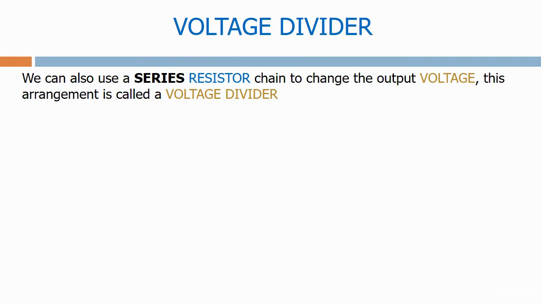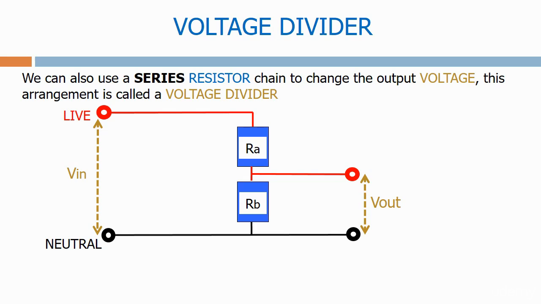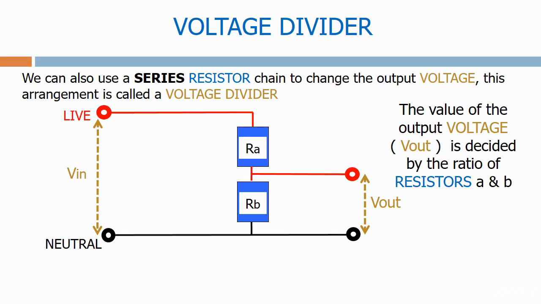We can also use a series resistor chain to change the output voltage. This arrangement is called a voltage divider. The value of the output voltage Vout is decided by the ratio of resistors A and B. The output voltage Vout equals the input voltage times by RB divided by RA plus RB.